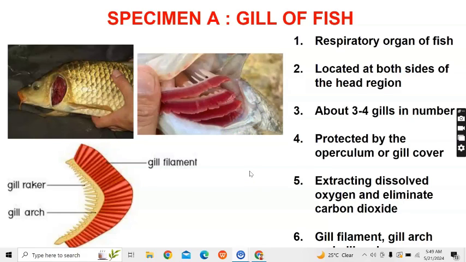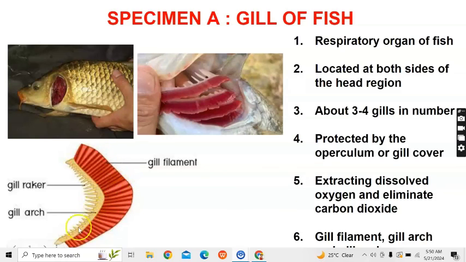Then, this gill, what does it do? It helps to extract dissolved oxygen in water and then eliminating carbon dioxide. Alright, then if you're asked to draw the gill, this is a typical sample of what you are expected to draw. Okay, the gill has 3 main parts. Alright, the first is the gill filament, and then we have the gill arc, and then we have the gill raker. Alright, this gill filament, this is the exact point in which oxygen is absorbed into the body. So it is a point of respiration. Alright, you can see it's richly supplied with blood vessel.